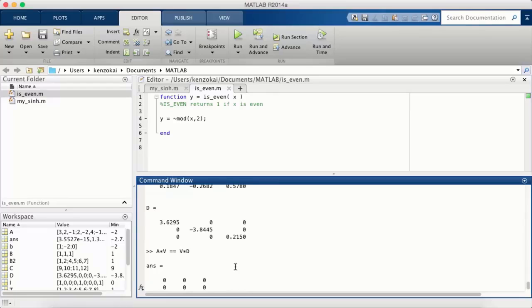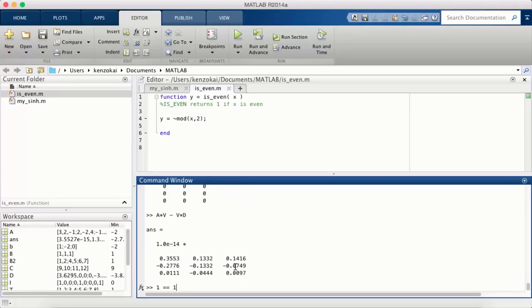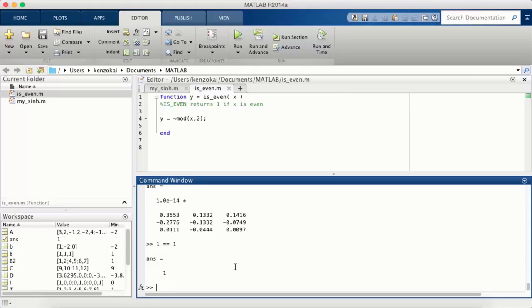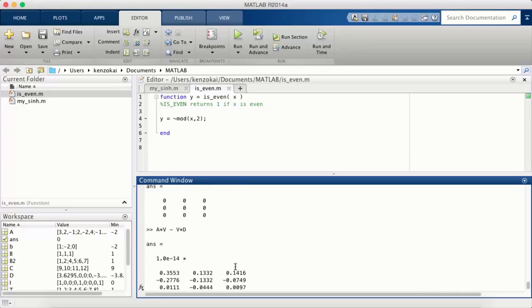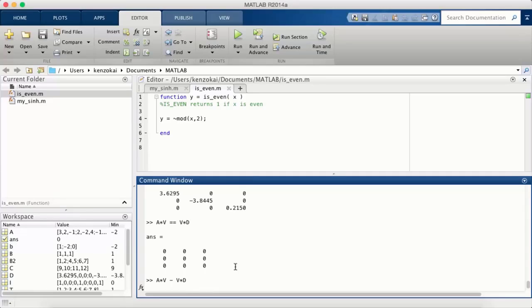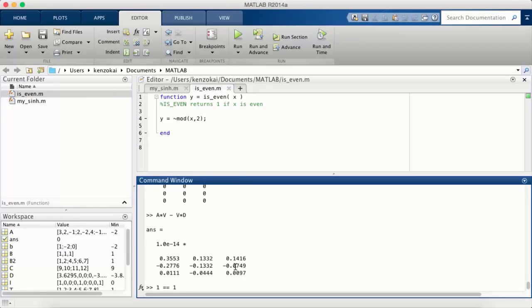Right, and so here's another thing interesting about Matlab, that if we want to check if two things are equal, we can generally use the double equals as we do in regular programming. So 1 equals equals 1 is 1, which means true. 1 equals equals 0 is false. So if we do A star V equals equals V star D, we get false, which is surprising because they should be equal given that that's the definition of eigenvalues and eigenvectors.